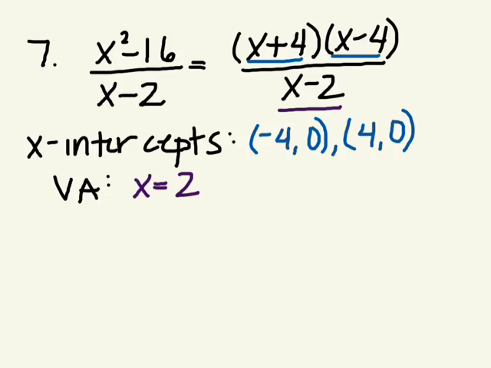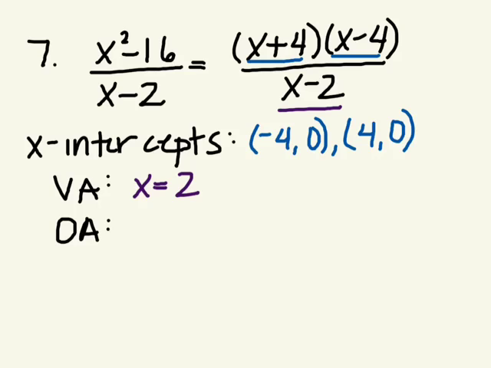The next thing we want to look for is our oblique asymptote. Again, we have an oblique asymptote since we have a top-heavy fraction. We have x squared over x. To find our oblique asymptote, we're going to synthetically divide. And what we're going to divide is the numerator by the 0 of the denominator.